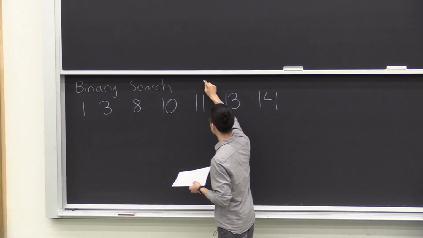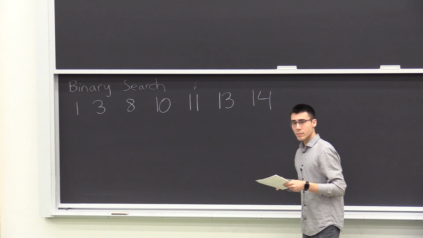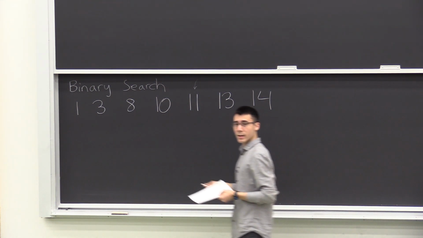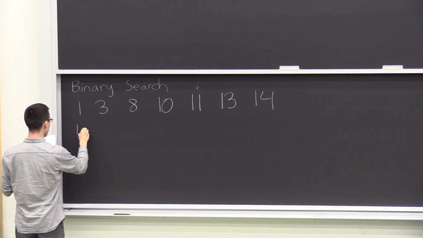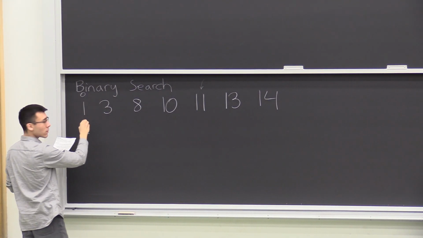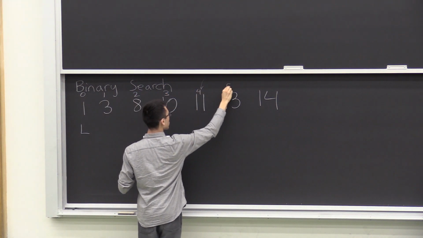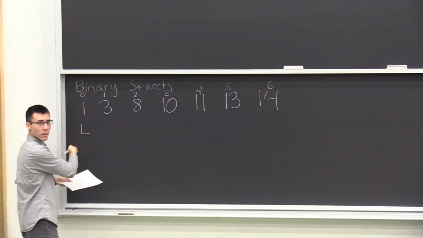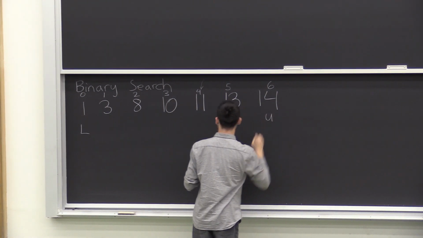So we want to find this guy over here. Remember, what we do first is set some left index. So let's say this is L, and this would be equal to 0. Each of these guys has their own index, up to 6. This would be our left, or our lower index. This would be our upper.